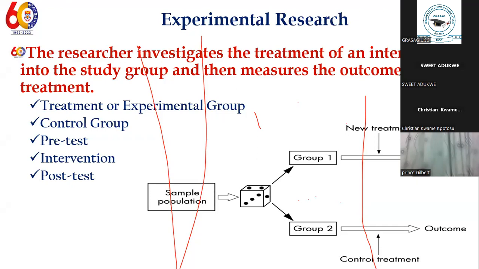In the treatment group or the experimental group, you would have to introduce the intervention, and that intervention that you introduce becomes the new treatment you are giving to the group. Now, when you come to the control group, even though you would have a treatment for them, but that is not the intervention you are measuring.